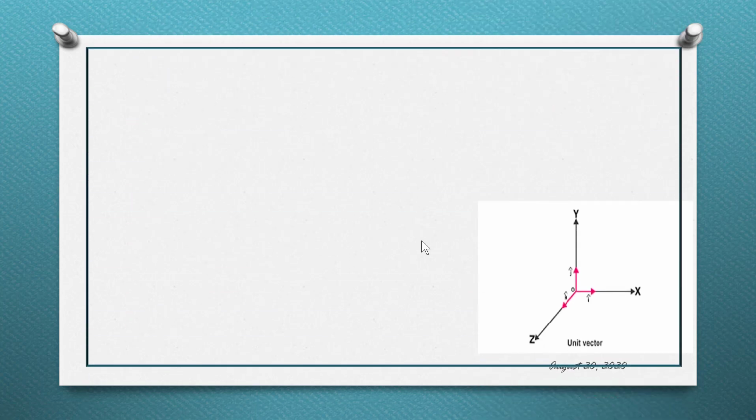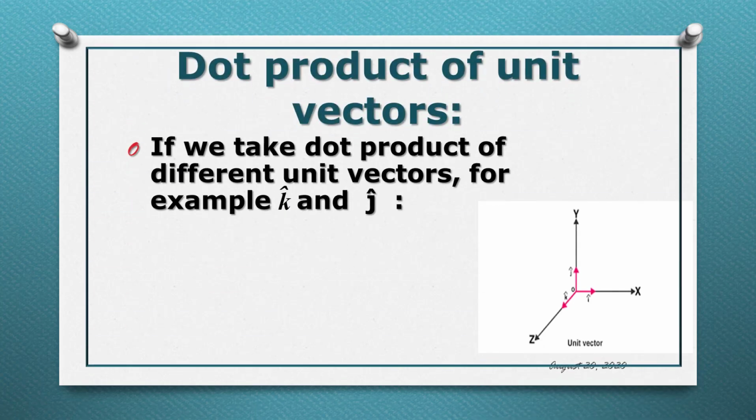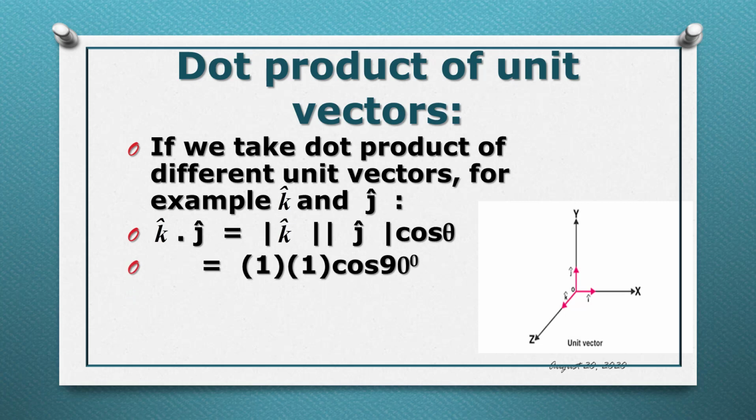Again, finding the dot product between k hat and j hat, we will write it as k hat dot j hat is equal to magnitude of k into magnitude of j into cos of the angle between the two. Putting the values, the magnitude of a unit vector is always 1. It can never change because it is a unit vector. Cos of the angle between k hat and j hat, that is between the y-axis and z-axis, that is 90 degrees. So cos of 90 degrees is 0. So k hat dot j hat is equal to 0.